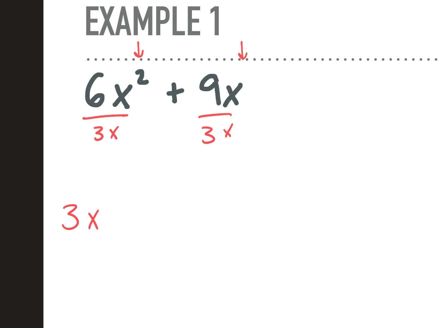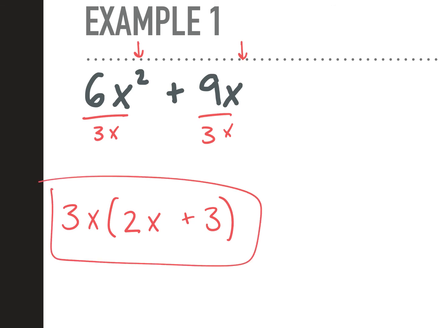And whatever we take out gets divided by both things that we have. So what's 6 divided by 3? 2. And then what's x squared divided by x? If I have 2 x's and I take 1 away, how many am I left with? 1. So it would be 2x. And then what's 9 divided by 3? 3. And then if I have 1x and I take away 1, how many x's am I left with here? None. So this would be our answer. That's all we do? I don't get it.